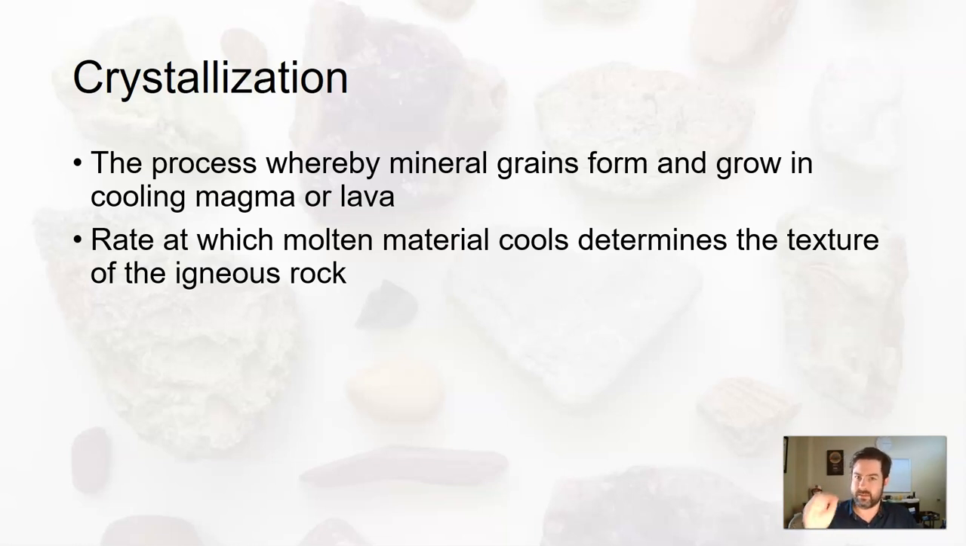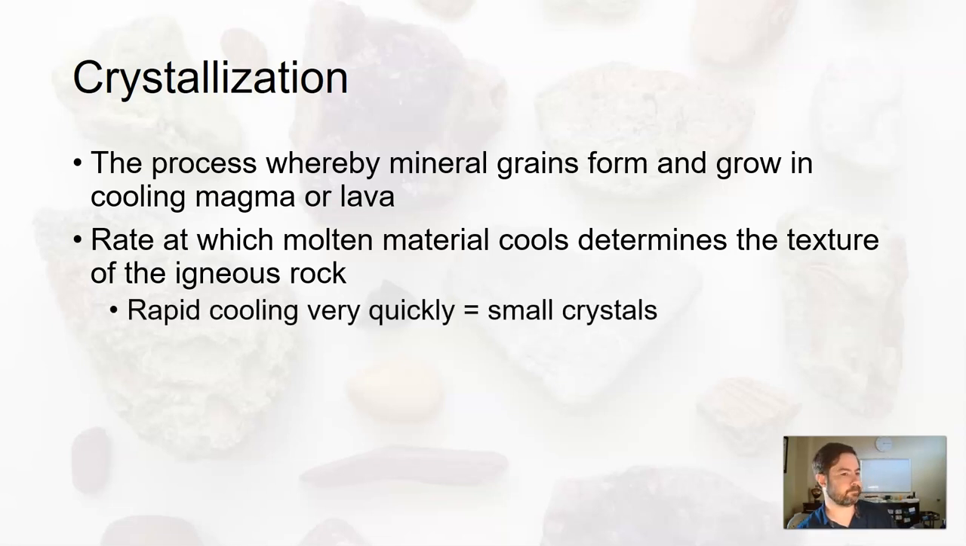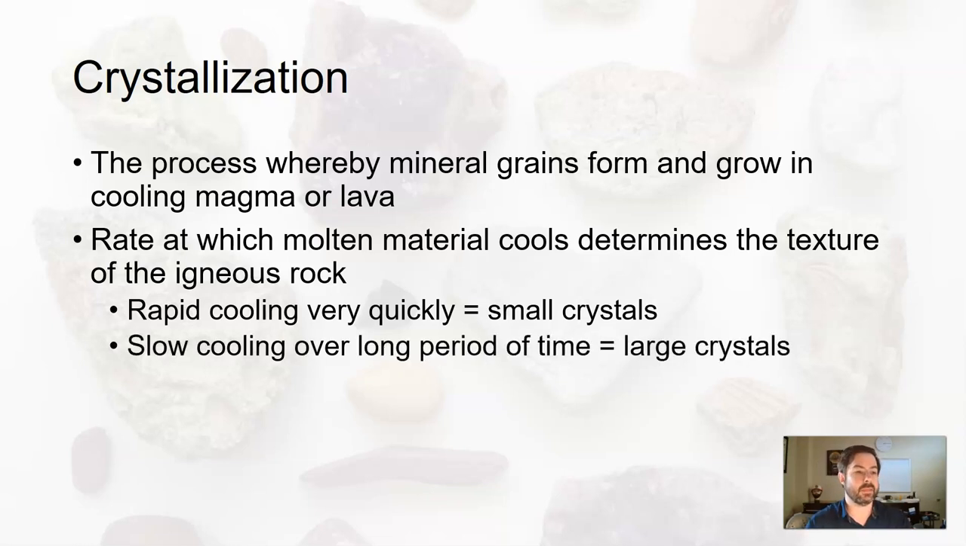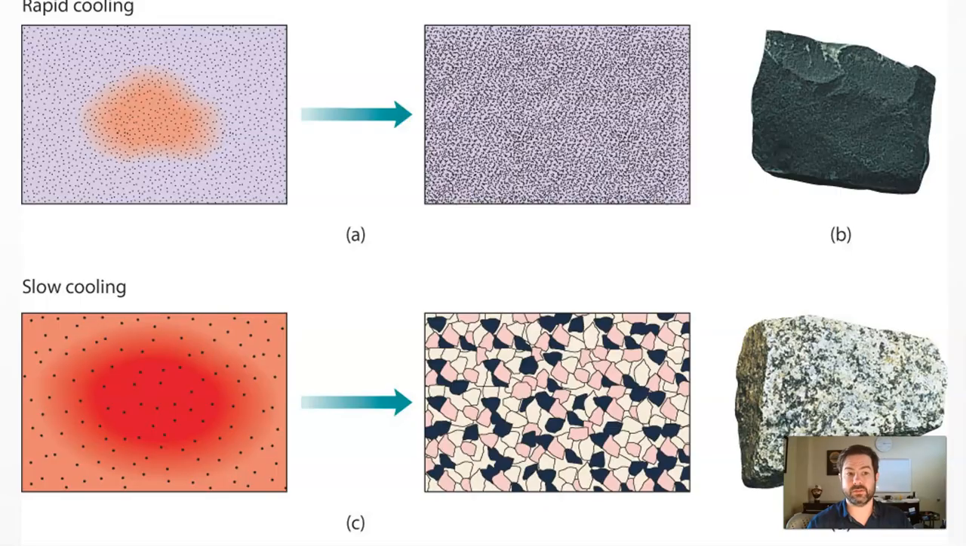So that affects the size of the minerals that can grow as it's cooling. When magma, which is molten rock below ground, cools, it's much hotter below ground, so it takes longer for it to cool. In that process, bigger mineral crystals can grow, because it takes a long time for that material to cool down. So rapid cooling gives us small crystals in igneous rocks. Slow cooling gives us large crystals in igneous rocks.